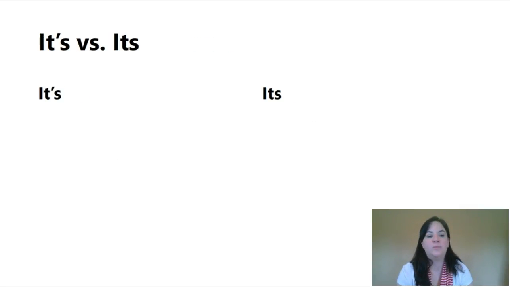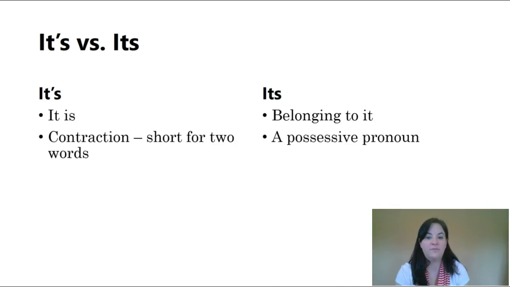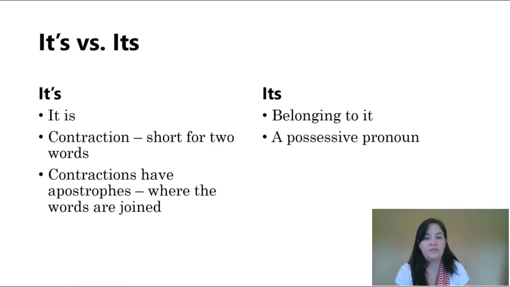We also have the two its words. We have it's with an apostrophe, which means it is. And this is a contraction. A contraction is short for two words. The apostrophe in a contraction is showing where we have letters missing. We also have its without an apostrophe, which means belonging to it, and this is a possessive pronoun. The only way I can think for you to remember this is to remember that contractions have apostrophes, which shows you where the two words are joined. So it apostrophe s is the contraction, which is short for it is. Its is one word without an apostrophe, so it can't be a contraction.